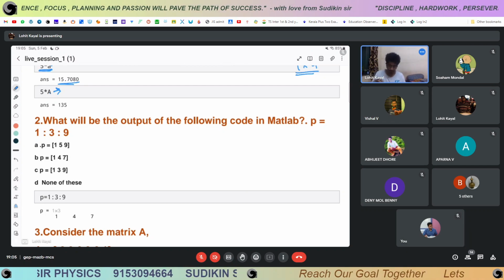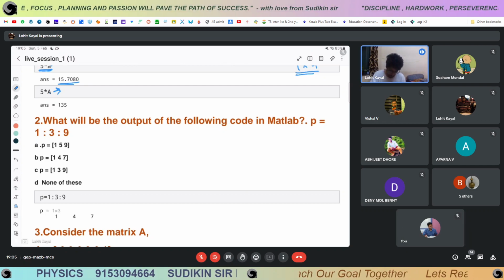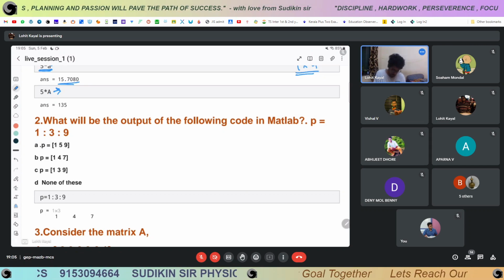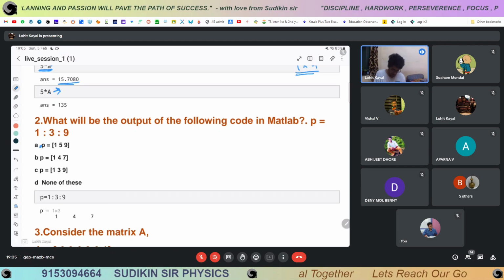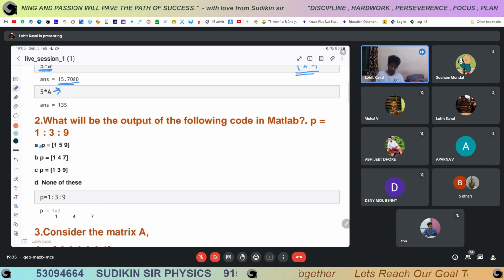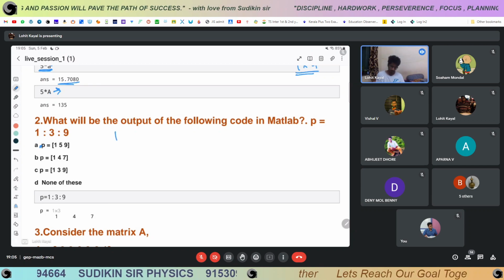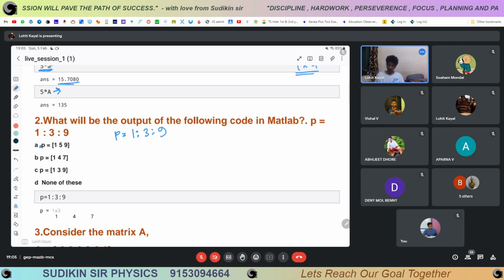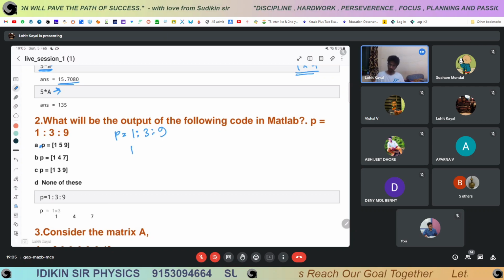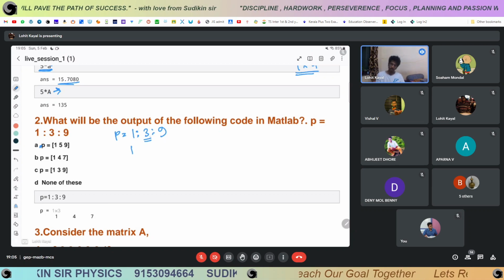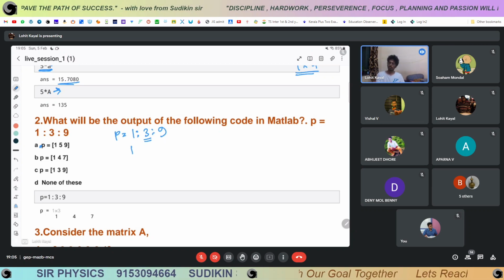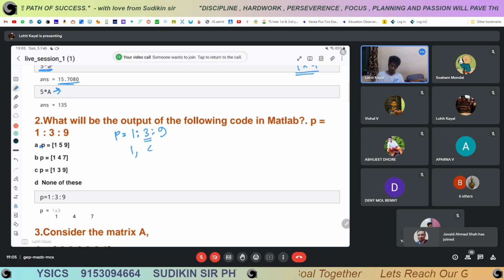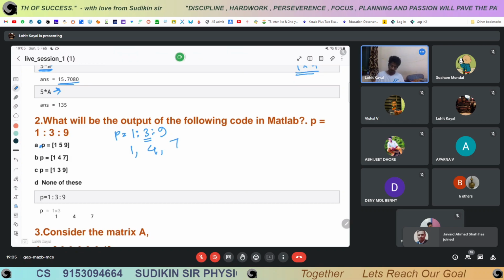What will be the output of the following code in MATLAB? Suppose P equals 1:3:9. Then my first input will be 1. Colon 3 means there will be a gap of 3 steps. That means 1, then the second one will be 4, and the last one will be 7.